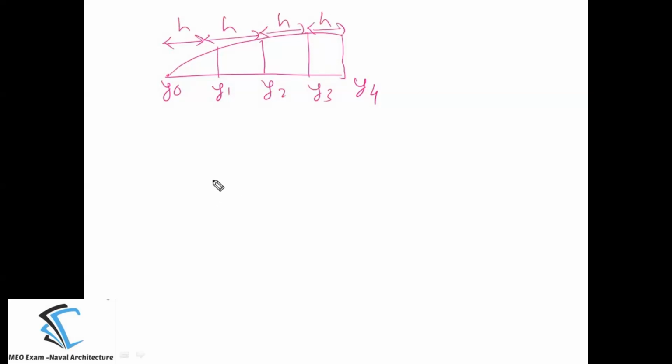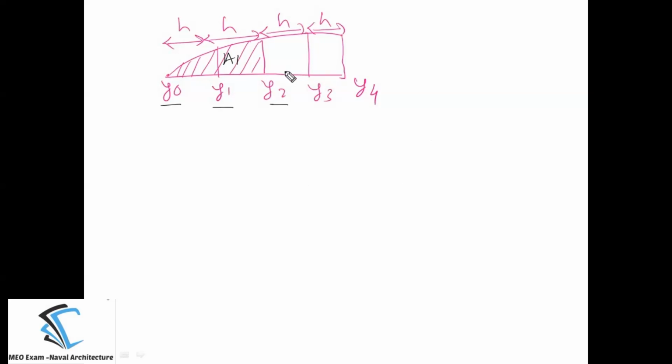So if this is the condition, now you can see here there are two areas. Each area contains 3 ordinates. That is the minimum requirement for the trapezoidal rule. So you can see here, this is area number 1, where you have 3 ordinates y0, y1, y2.